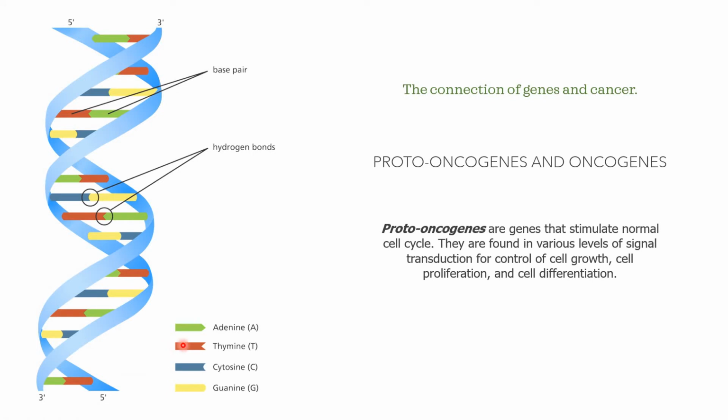Okay, so proto-oncogenes naman are genes that stimulate normal cell cycle. Again, proto-oncogenes are genes that stimulate normal cell cycle. So yung usual na pagde-divide ng mga cells through mitosis, it is instructed by these proto-oncogenes. They are found in various levels of signal transduction for control of cell growth, cell proliferation, yung pagpaparami ng cell, and cell differentiation, or yung pagtuturn ng cells into different forms.